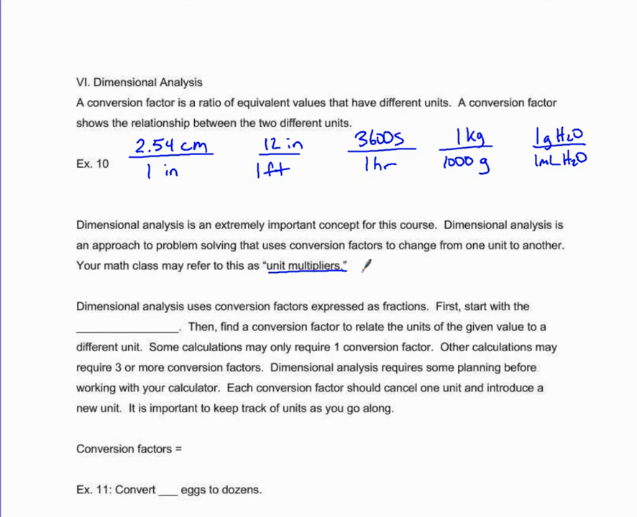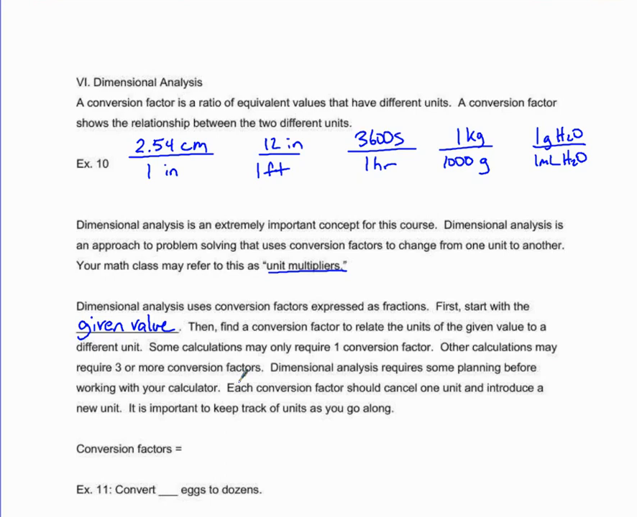Dimensional analysis uses conversion factors that are expressed as fractions. The first thing we're going to do is start with our given value. The number that we are given in the question is the number that we should start our calculations with. Then find a conversion factor to relate the units of the given value to a different unit. Some calculations only require one conversion factor. Other calculations may require 3 or more.